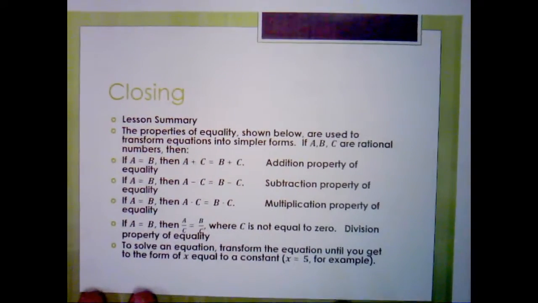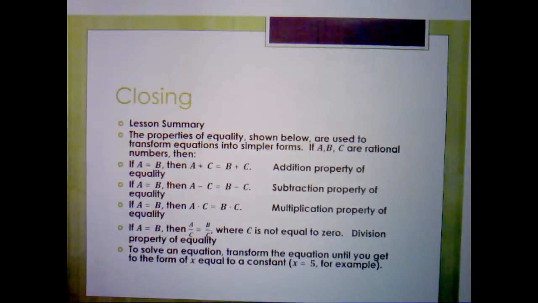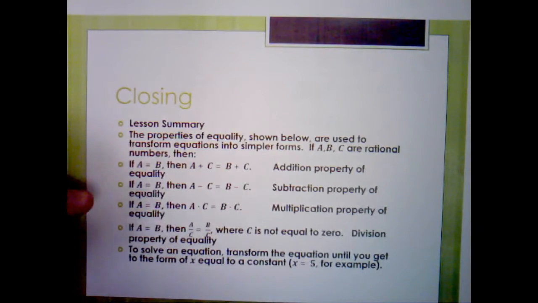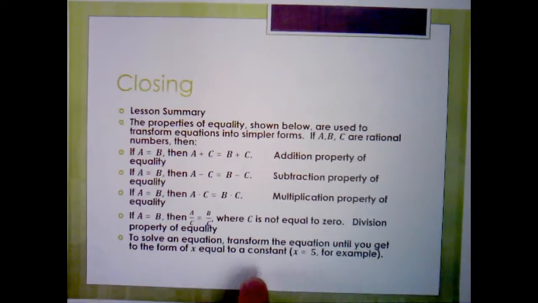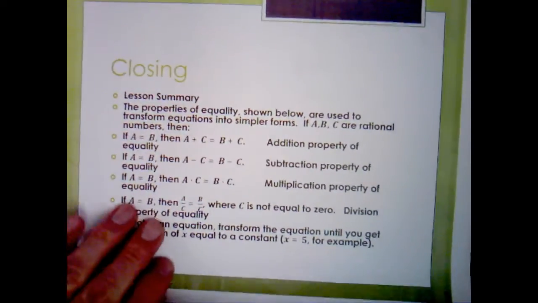Okay, so we should be back. There's only about 5 minutes left. Your homework should be on its way out. But our lesson summary, remember the properties of equality shown below are used to transform equations into simpler forms. The addition property, the subtraction property, the multiplication property, and the division property essentially mean we can add, subtract, multiply, and divide equations as long as we do the same thing to both sides of an equation. And to solve an equation, transform the equation until you get the form of x equal to a constant. And again, a constant is a number. So we want x equals a number. For example, x equals 5.